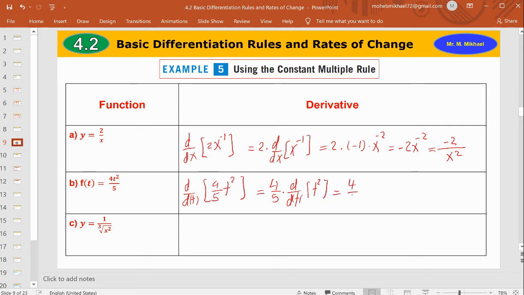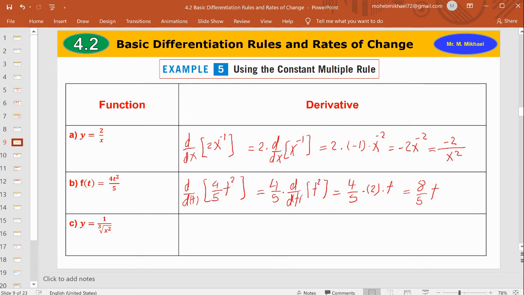4 over 5 remains the same, and the derivative of t to the power 2, you bring this power down and you take 1 from the power of t squared. It's going to be t to the power 1. That's it. And now simplify your answer. 4 over 5 times 2, that's 8 over 5t. The derivative is already in the simplest form.